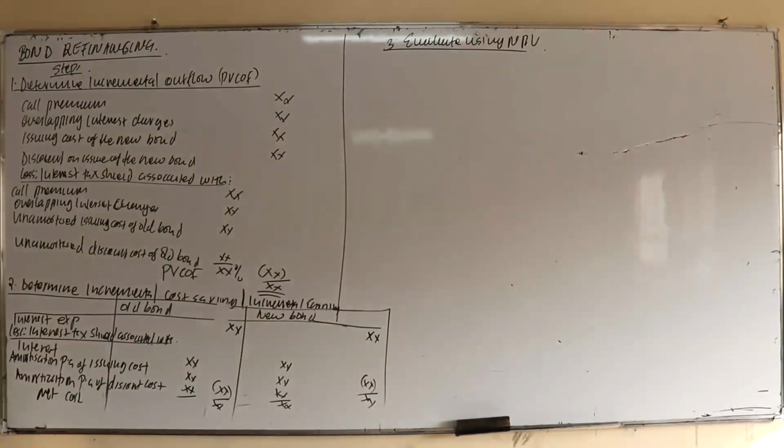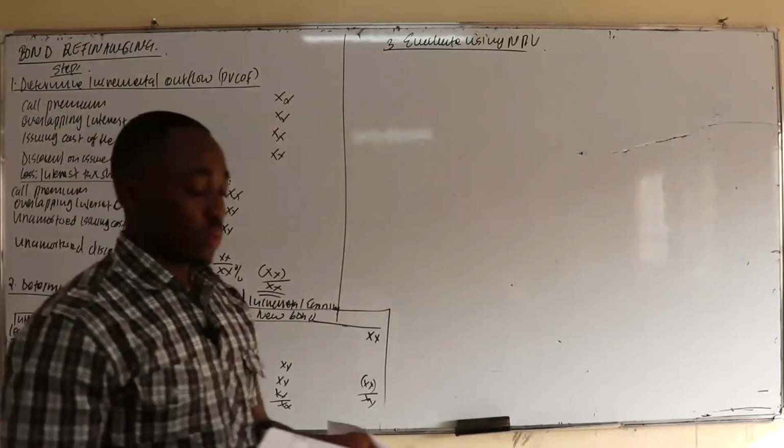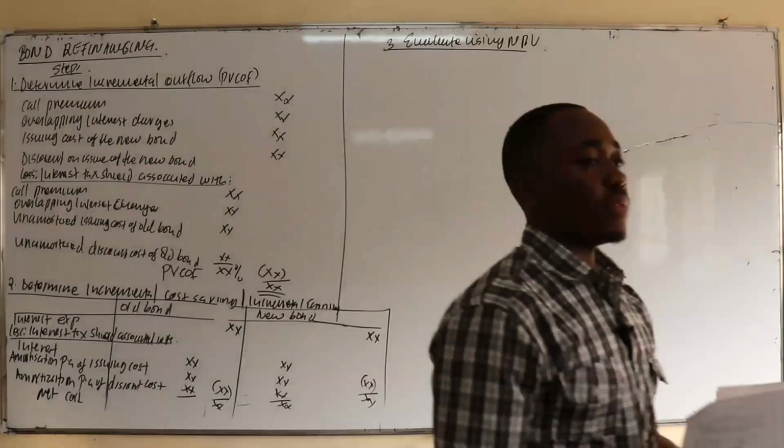So take out your handout. Let's do a question from the handout. Handout page 4. We have a question on bond refinancing.